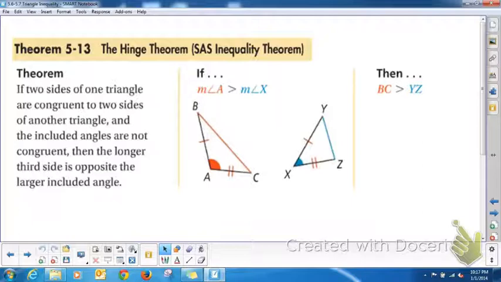If 2 sides of one triangle are congruent to 2 sides of another triangle, and the included angles are not congruent, so kind of like side angle side is what this is like, then that means the larger angle is across from the larger side. So even though in this triangle these sides are congruent, the angle in between, the included angle, is not. So it means these 2 triangles are not congruent. Because angle A is greater than angle X, that means this third side, BC, is greater than this third side, YZ.